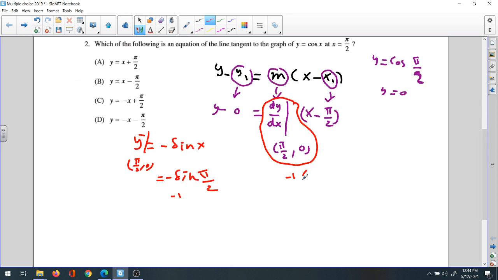So negative 1 times x minus pi over 2, and here will be y. Distribute the negative to get negative x plus pi over 2. So y equals negative x plus pi over 2, which is C. The correct answer is C.